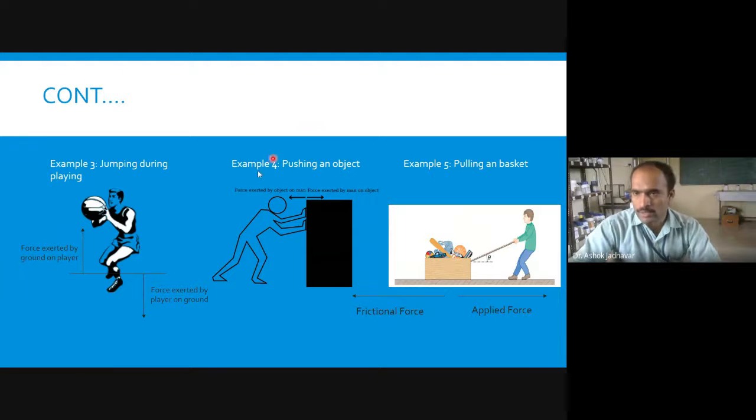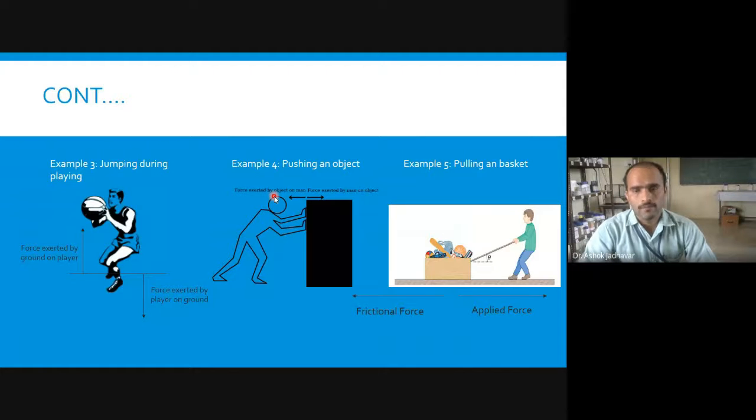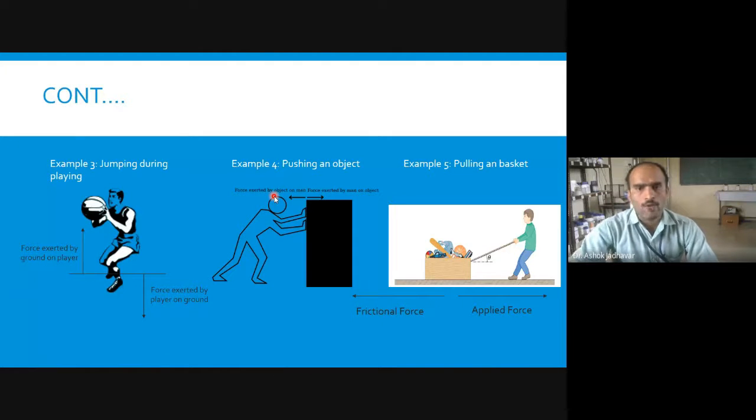Okay, so we have discussed some of the examples of this Newton's third law. In the next lecture, we will discuss types of forces. We are having various types. Out of these types, we will discuss gravitational force, nuclear force, electromagnetic force. These forces we will discuss in the next lecture. Do you have any doubt regarding today's lecture?